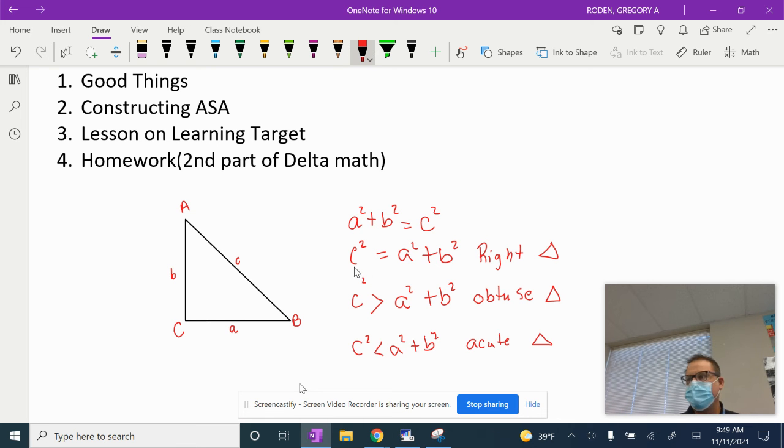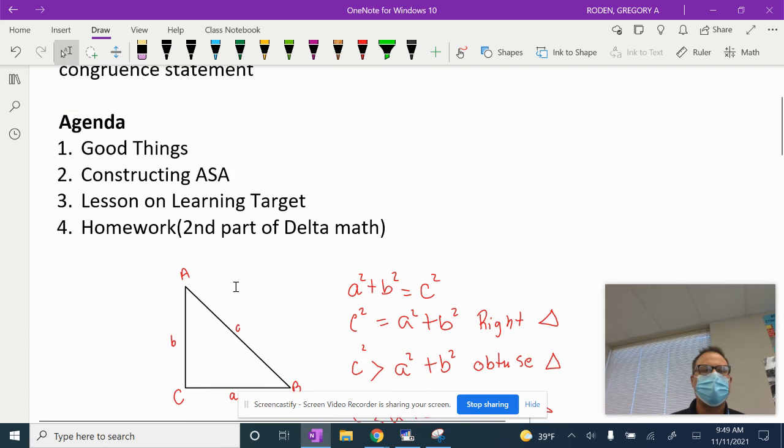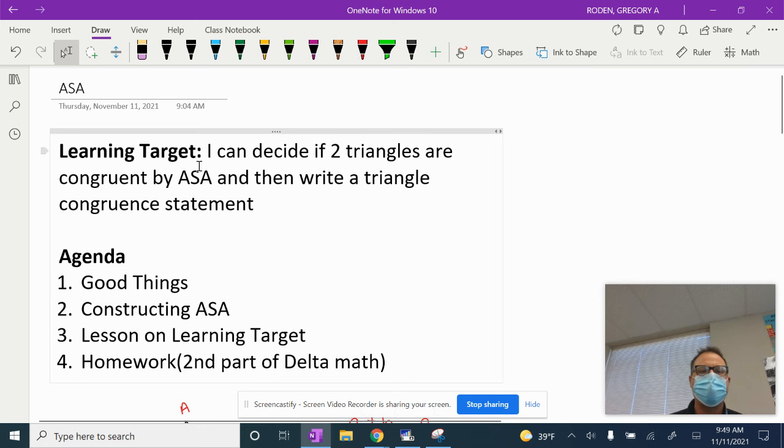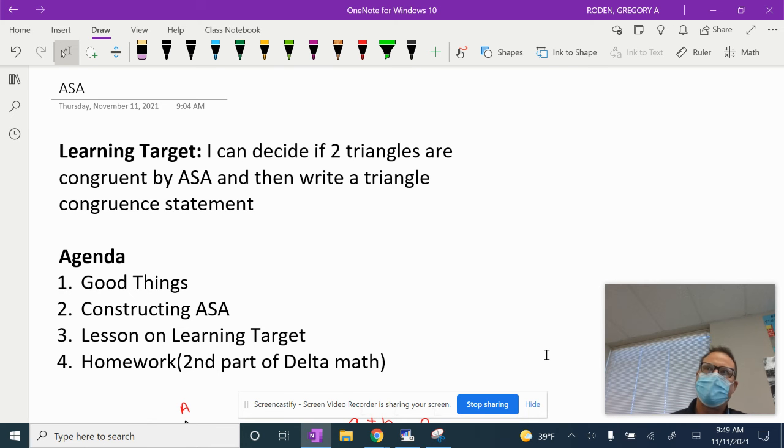Okay, so our learning target today is: I can decide if two triangles are congruent. Yesterday was SSS, right, guys? Today we're going to talk about ASA, angle, side, angle. So now we're going to have some angle information thrown into that. And how do we always start this stuff, guys? We always construct. All right, so let's go ahead and construct.